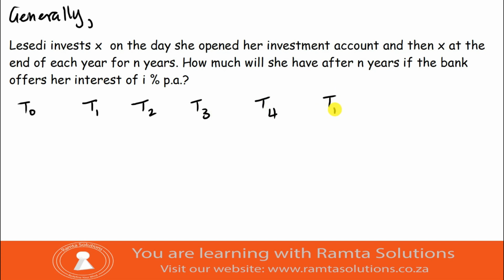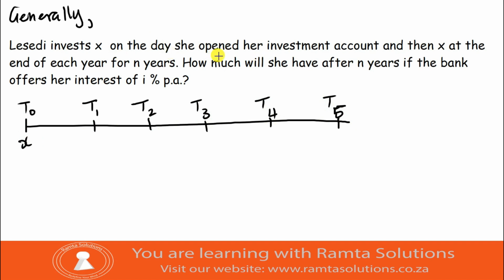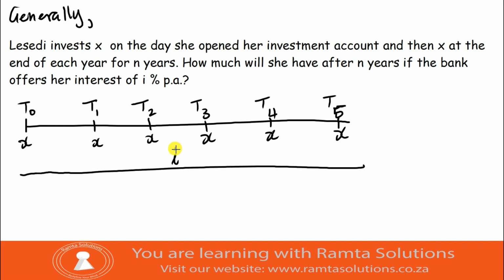Okay, so now we are saying Lesedi, this is now any other person, is investing X rand immediately on the day that you open an account, and then at the end of each term, in this case at the end of each year, right, at the end of each term. And then what is the interest? The interest here is I, right? The interest is I. So how much will you have after whatever years?